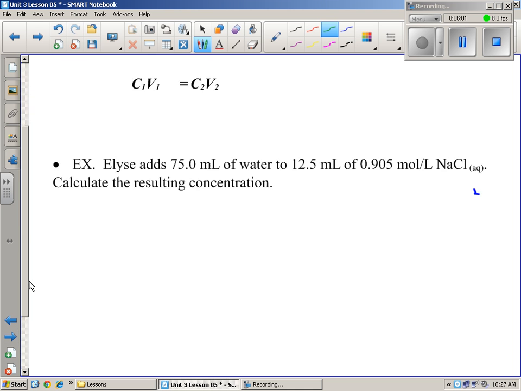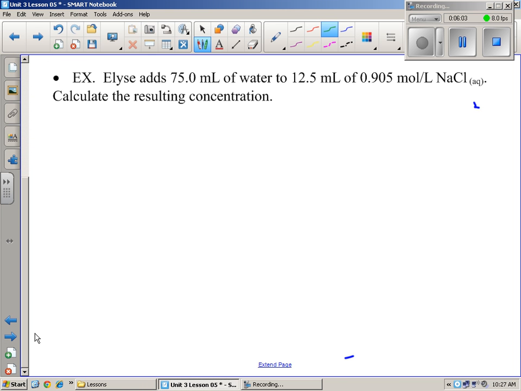So there's that stuff there, basically. Let's look at this one here. Say we add 75 milliliters of water to 12.5 milliliters of 0.905 molar sodium chloride. Calculate the resulting concentration. So we know that this is going to be a dilution. How do you know that? Well, look. You're only given this one concentration here, and we're told how much we have of it to start with. And then it says we're going to add water to it. So what are you doing? You're making it weaker, right?